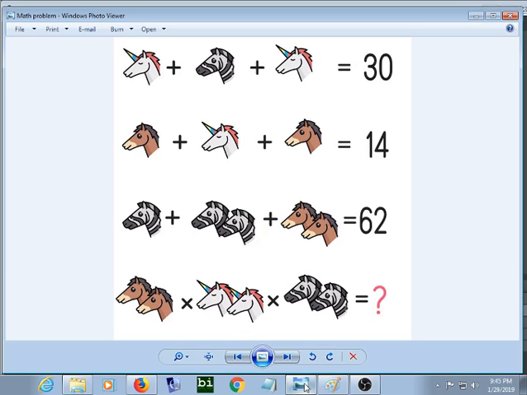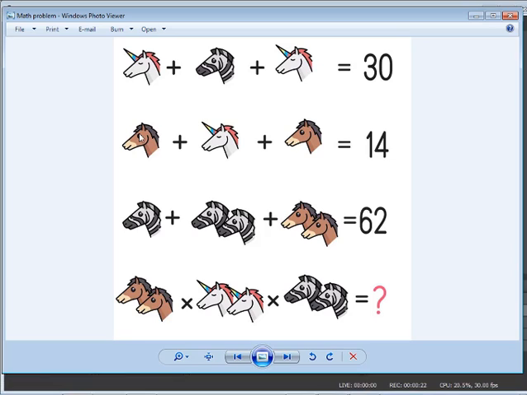In this particular problem, we're dealing with unicorns, zebras, and horses. In the very first one, we have a unicorn plus a zebra plus a unicorn is equal to 30. In the second one, we have a horse plus a unicorn plus a horse equal to 14. Then we have a zebra plus two zebras, this is 2 times zebra, plus 2 times the horse is equal to 62. And what they ultimately want is for us to figure out what is 2 horse times 2 unicorn times 2 zebra.